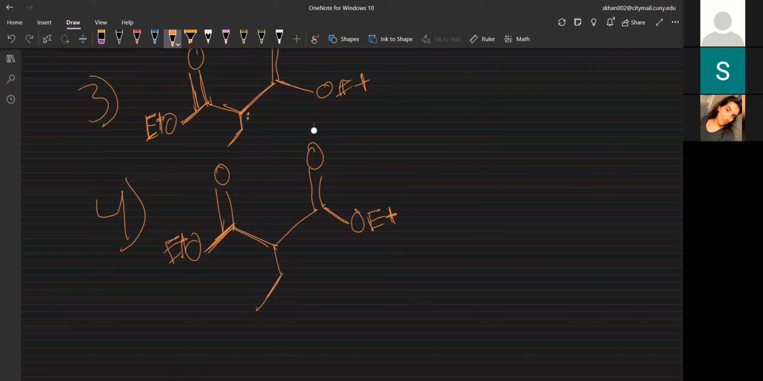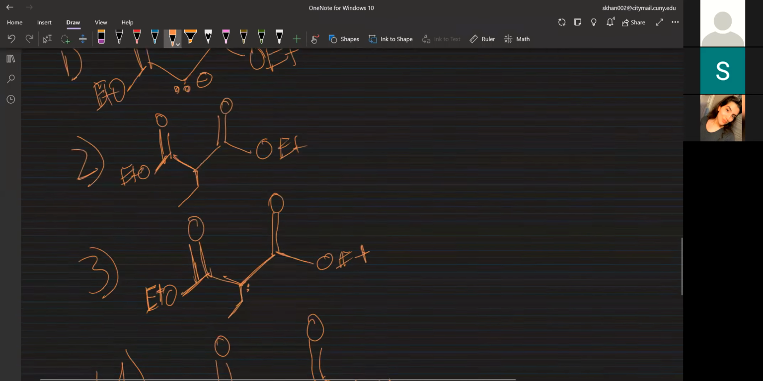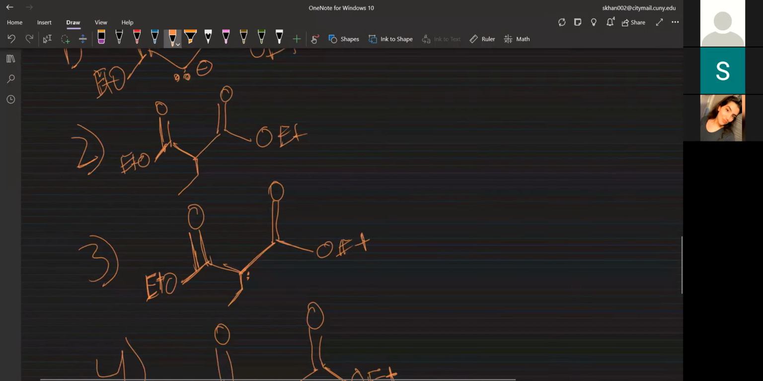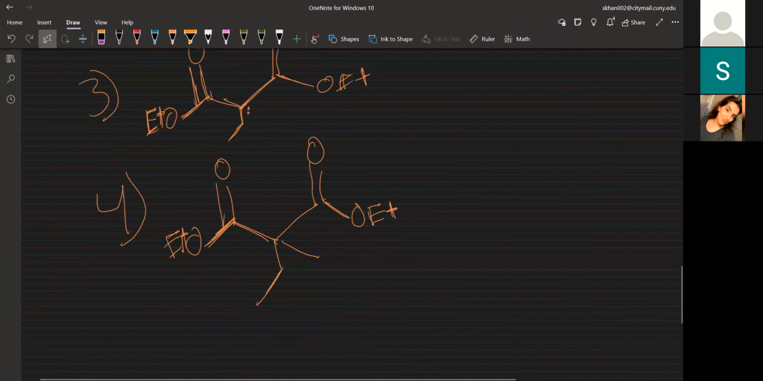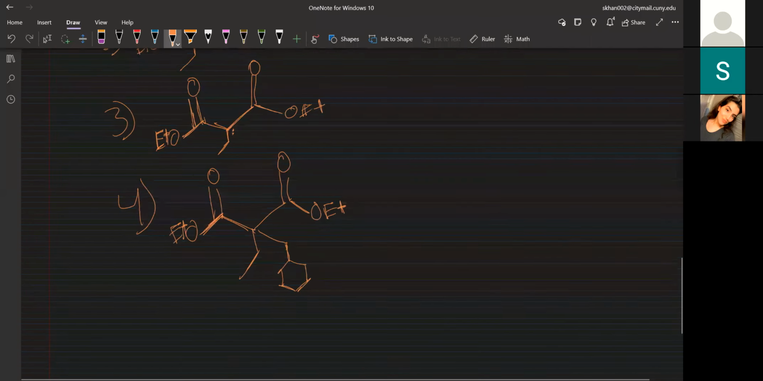That's one group, and this is our next group. We have 1 carbon it's attached to, and then the cyclohexyl ring. Okay, so that's after step 4.